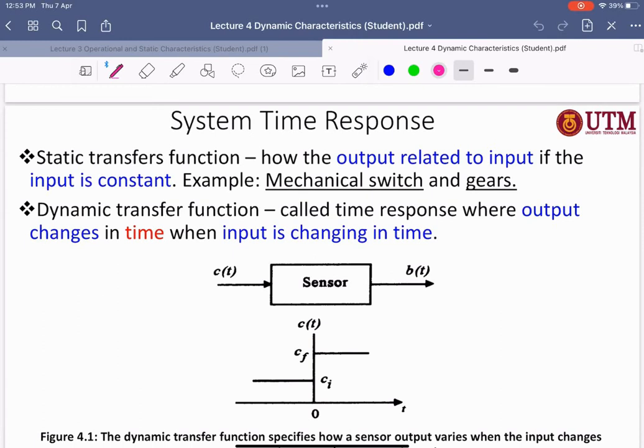Okay, system time response. Like I said before, we will look at the time response and so on. It shows you how the output is related to the input if the input is constant. An example is the mechanical switch. When you power up, you are given a time, and then it will stay. So the dynamic transfer function is called the time response, with the output changing in time when the input is changing in time also.